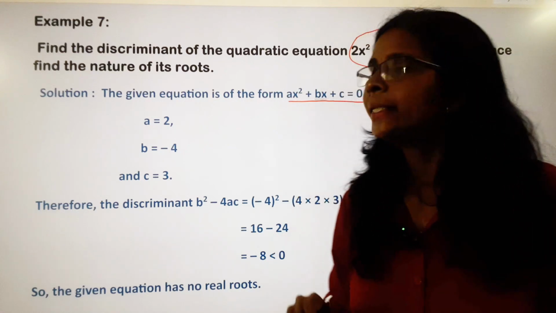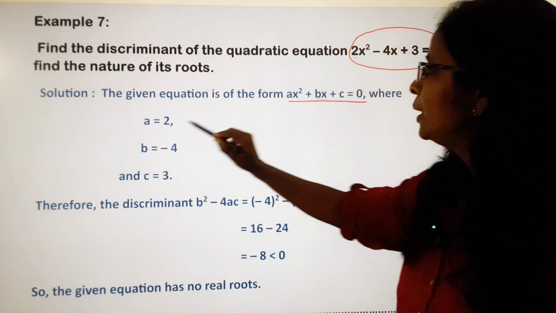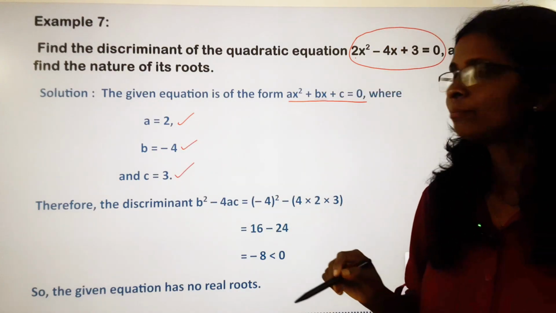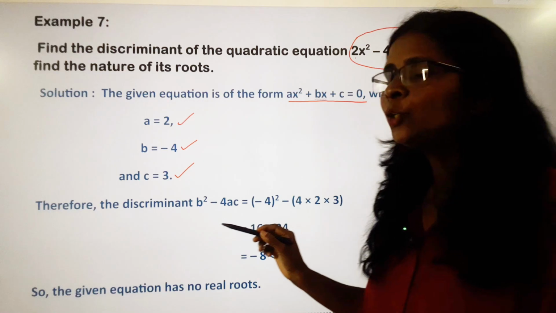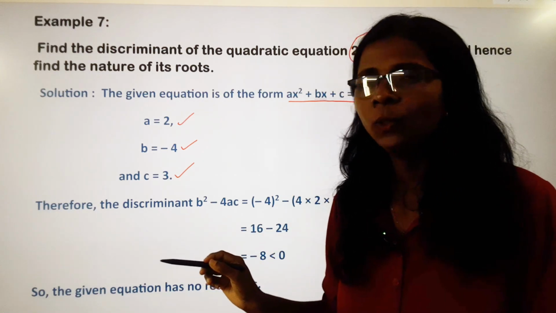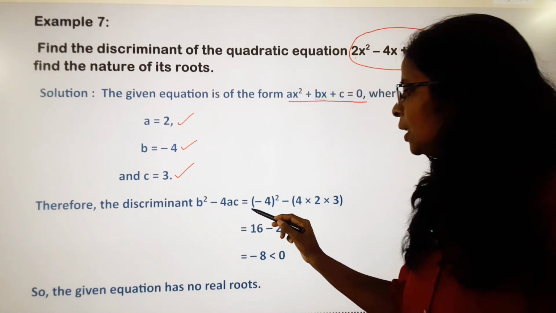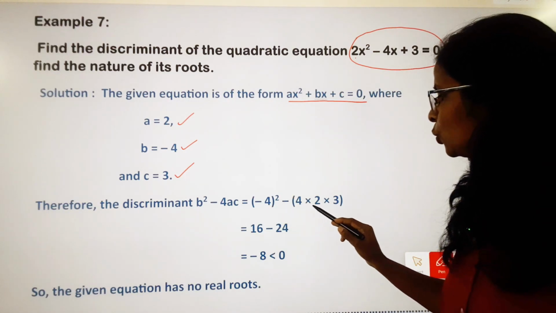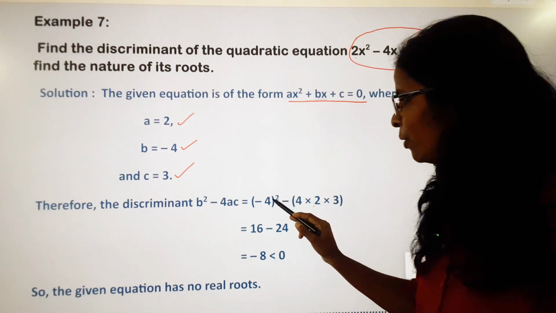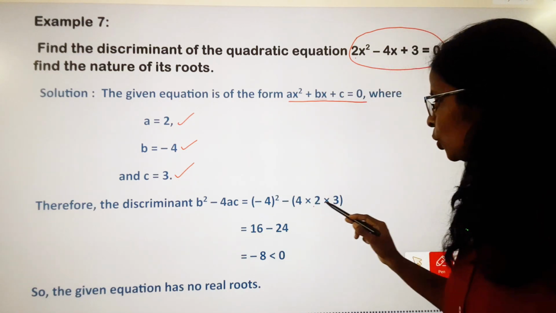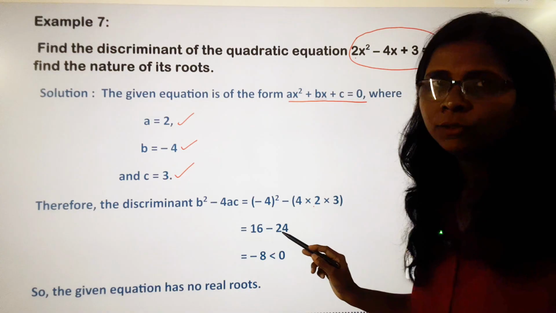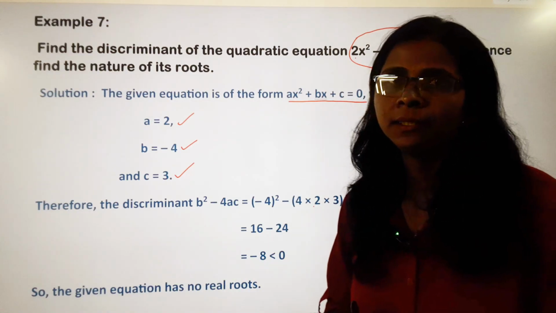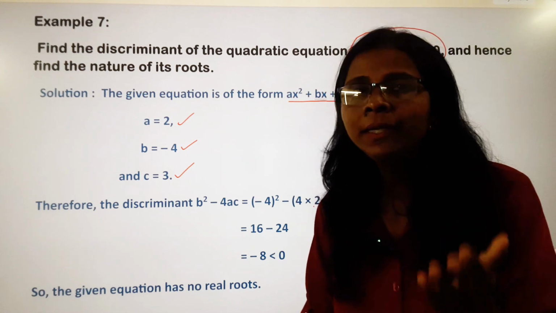Then we get a as 2, b as minus 4 and c as 3. Now we are ready to find the discriminant value. Here b square minus 4ac is equal to square of minus 4 minus 4 into 2 into 3. That means square of minus 4 is 16, and the product of these three numbers is 24. So 16 minus 24 is equal to minus 8, and the value is in negative form.